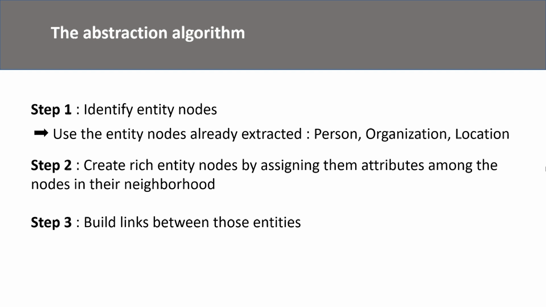The first one is to identify entity nodes, that is to say nodes that have a meaning by themselves, contrary to structural nodes and attributes. Here, we focused on a closed-world approach. We take into account only the types of node extracted by the named entity recognition module as described earlier. It recognizes people, places, and organizations. The second step is to choose the nodes in the neighborhoods of these entities that can be considered as their attributes. And then the last step is to rebuild the links between those enriched entities.